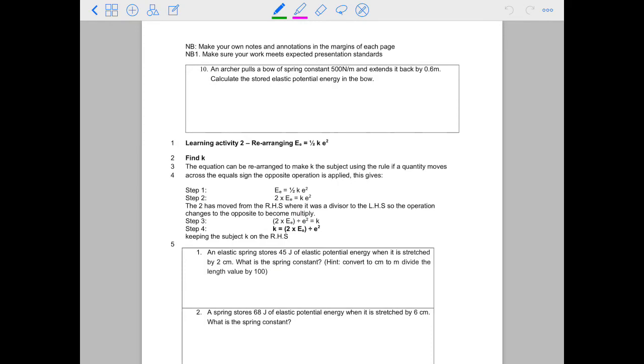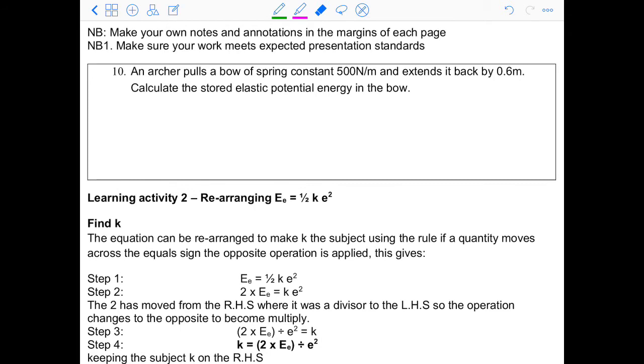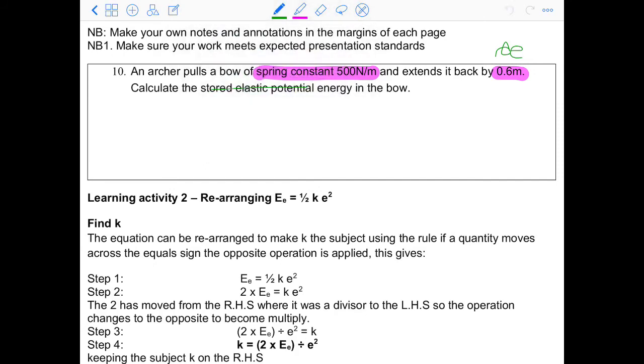Now, question 10. Pause the video, give it a go, and I'll be here with the answers in a minute. So the first thing always, spring constant, 500 newtons per meter, extends back by 0.6 meters. So here again, this is our extension. They sometimes use different words, but just think about what is extension. It's how much it has stretched or compressed. So pulls back, calculate the stored potential energy in the bow.